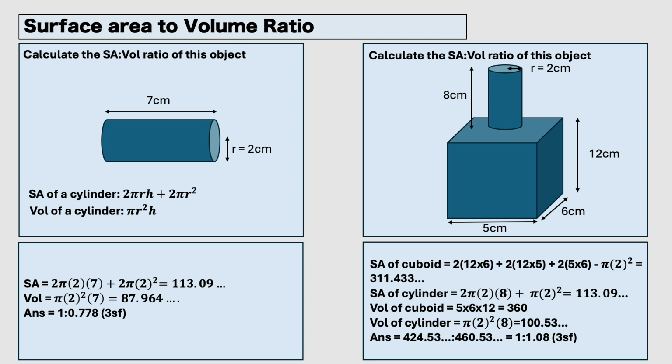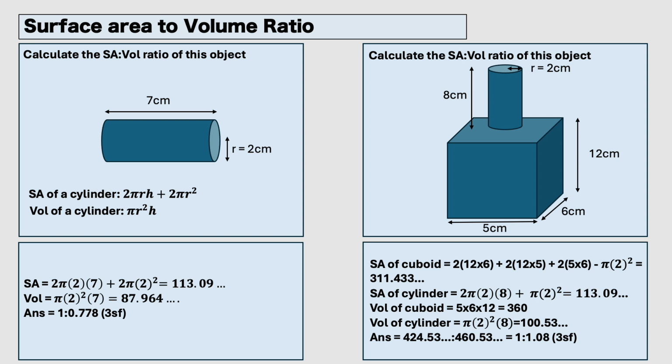On the right, things get a bit more complicated. I'd say the main thing is to remember that the bottom disc of that cylinder isn't included in the surface area. So you're only going to count the things that are kind of exposed to the air, if you like, exposed to the outside. So you can see for the surface area of the cuboid, I've minused that little disc, the pi r squared. And then surface area of the cylinder, I've done the same. I've only done one disc instead of the 2.